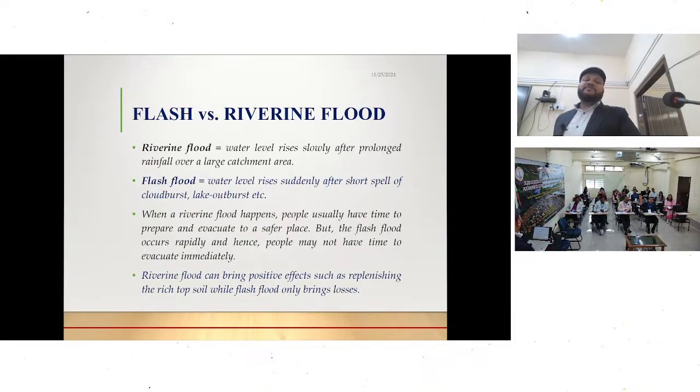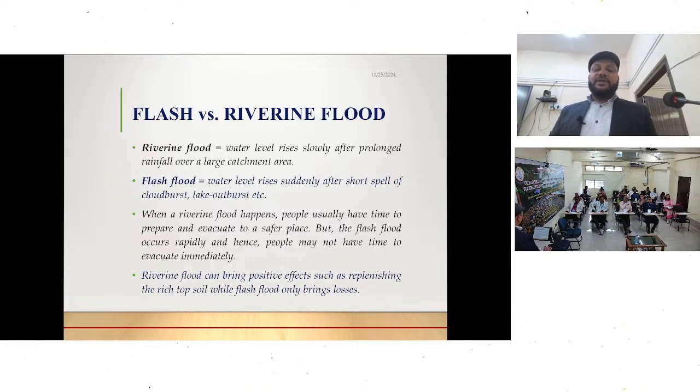And what is the difference between flash and riverine flood? In a riverine flood, the water level rises slowly, after long rainfall. Suppose 4-5 days of rainfall happen, then the water slowly rises. But in a flash flood, suddenly such heavy rain comes that a cloud burst or lake outburst happens. When a riverine flood happens, people usually have time to prepare and evacuate to a safer place. But a flash flood occurs rapidly, and hence people may not have time. It happens so fast that you have no time.